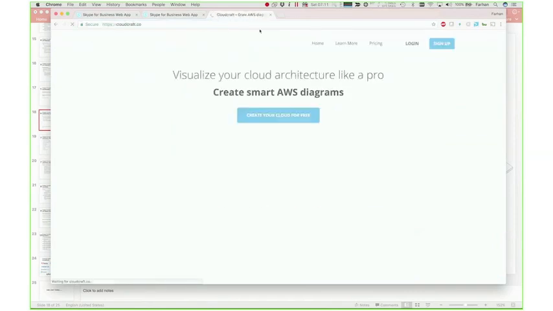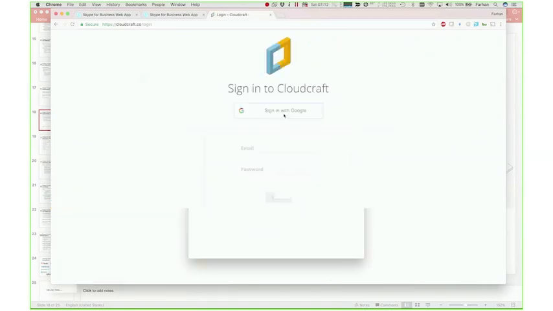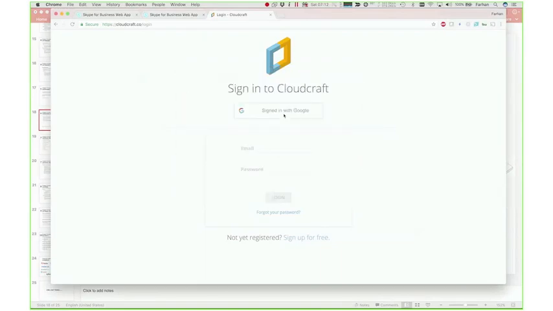I had just downloaded the PPT from AWS, and the icons are there. You don't have to do that. So if people are awake, I'm going to show it to them. You can go to cloudcraft.co. You can sign in with either email or Google, and you end up with this.